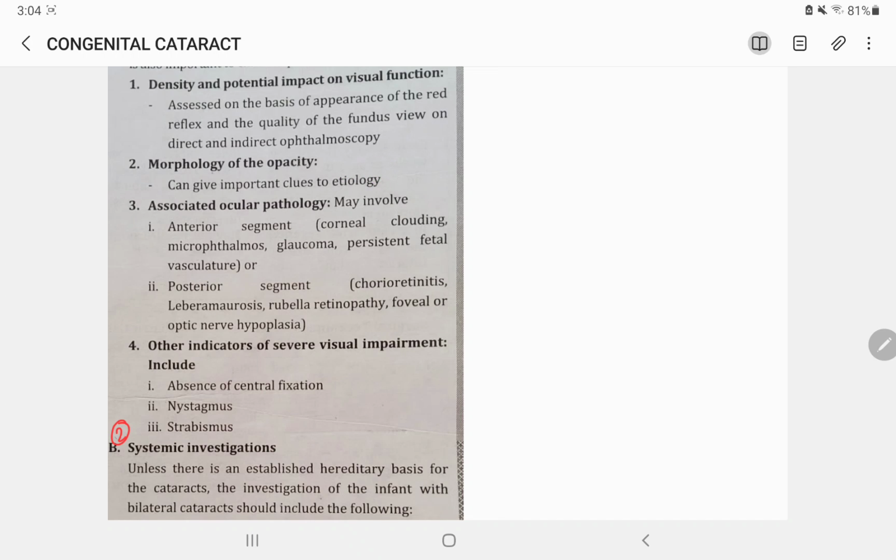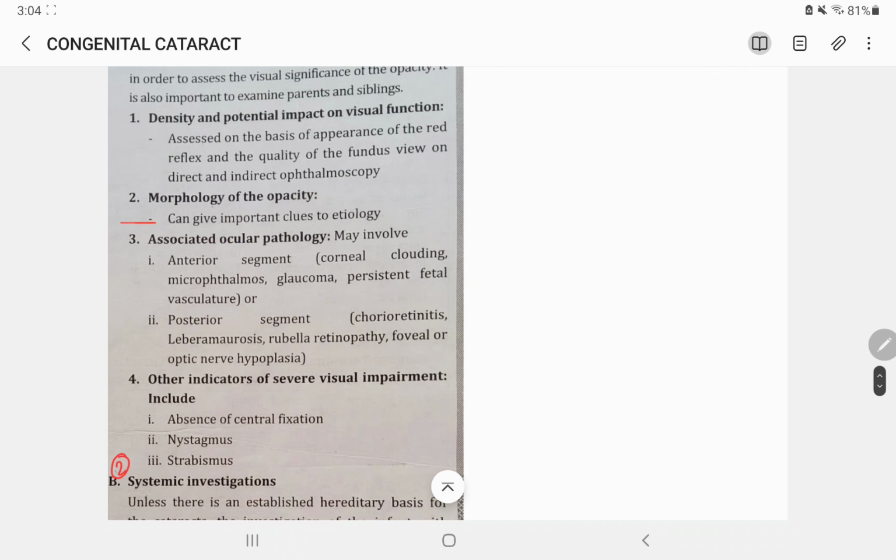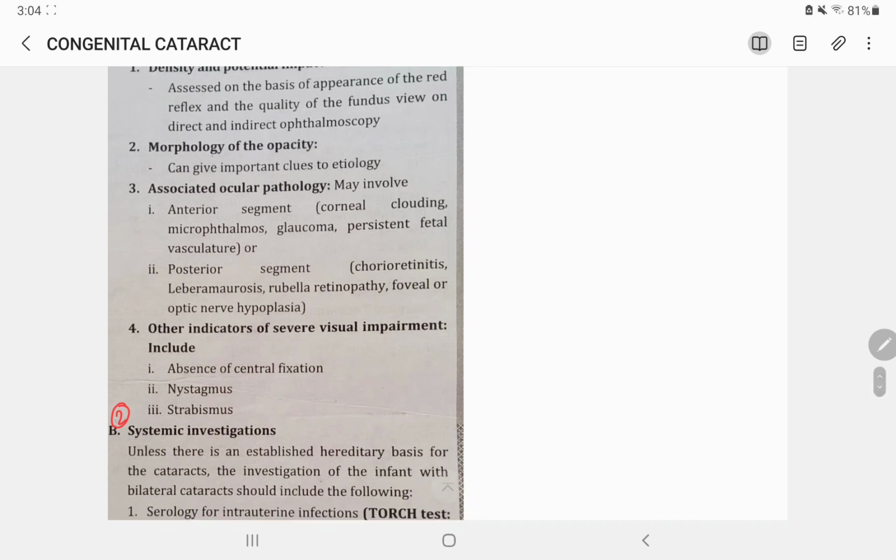We have to assess the potential impact on visual function. So we check, on the basis of the appearance of the red reflex, whether the red reflex is present or not, and what is the fundoscopic view by direct or indirect ophthalmoscopy. And then the morphology of the opacity, how the opacity is placed, whether it is central or peripheral. So it can give us a clue about the etiology.